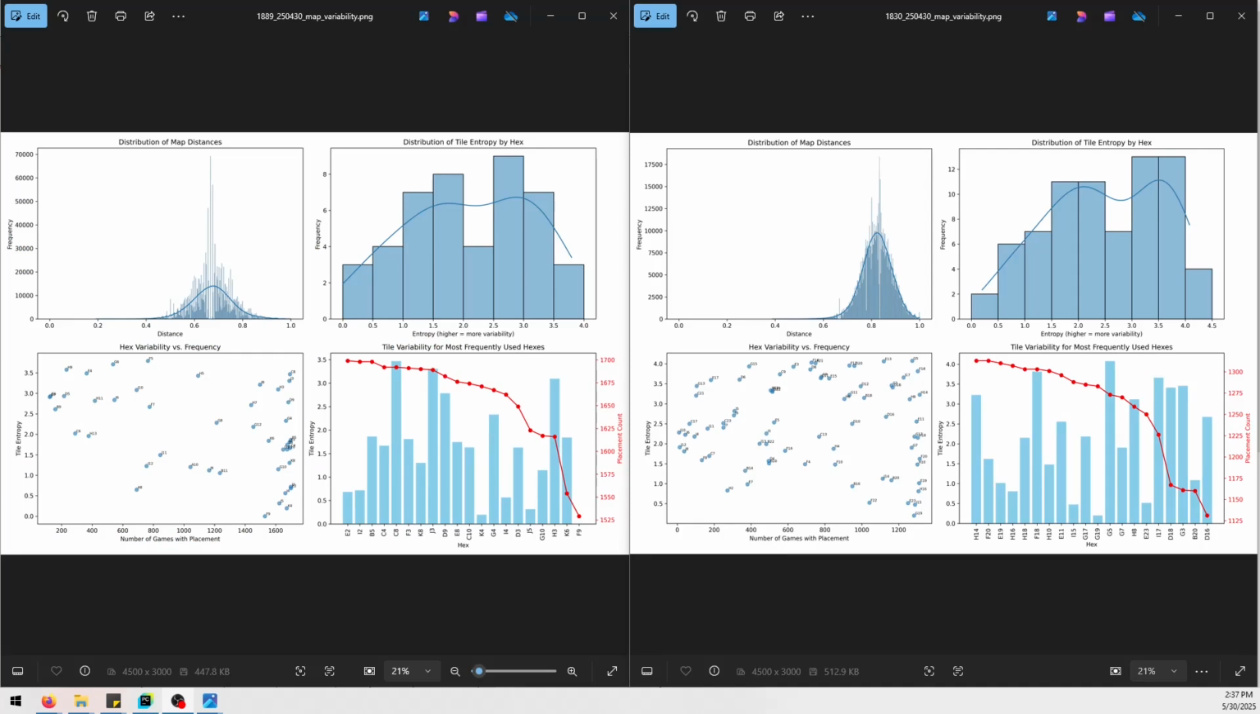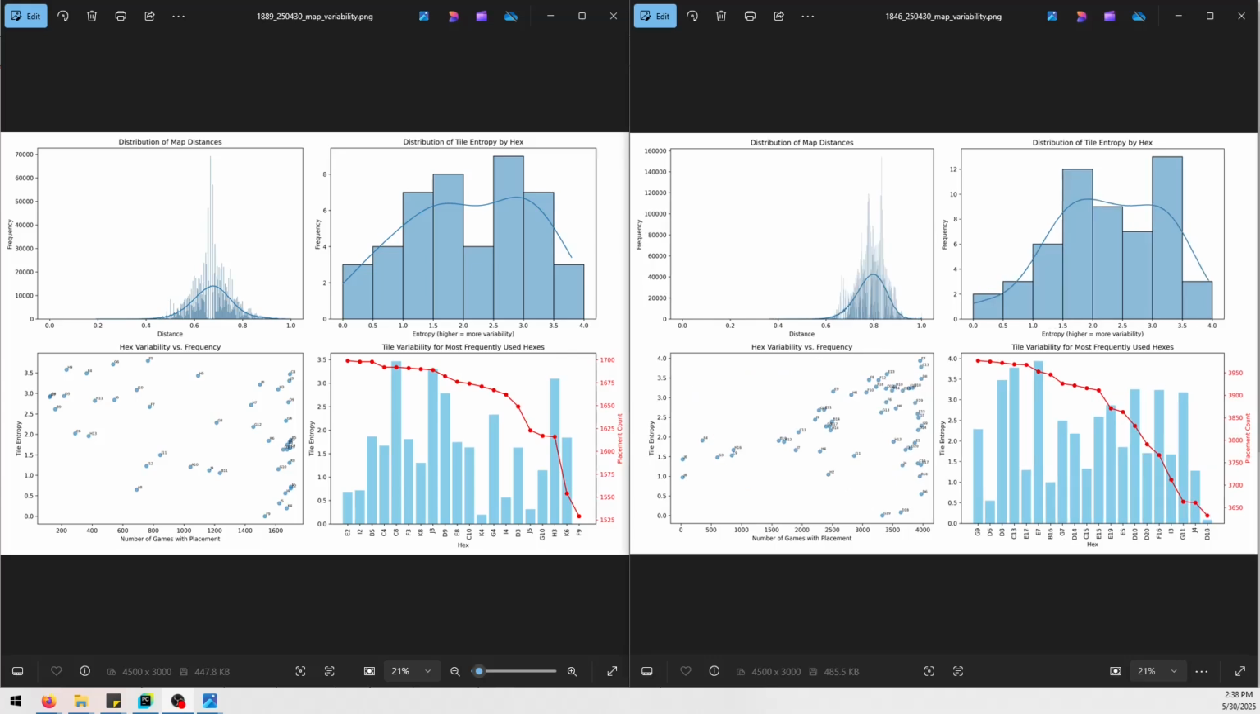And when we do that, I think the most important comparison is going to be the upper left-hand map, the map distances. So if we look again at the center of the distribution for 1889, we can see it's centered somewhere around 0.65, 0.66, whereas the distance for 1830 is above 0.8. So there is a pretty big distance difference between the two games, meaning that 1830 maps seem to vary more broadly than the 1889 maps. And if we look at 1846, we will see something similar, where 1846 is centered maybe around 0.8. So again, much higher variability in the maps than in 1889.